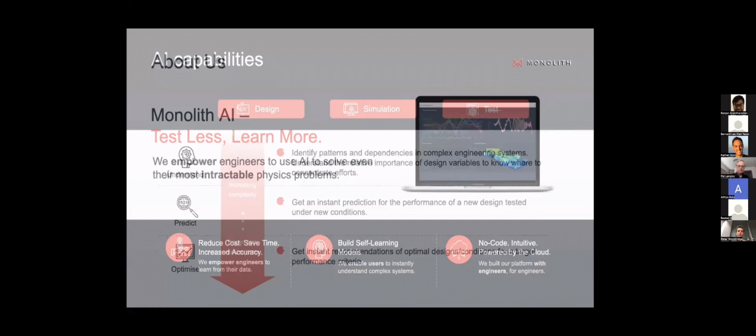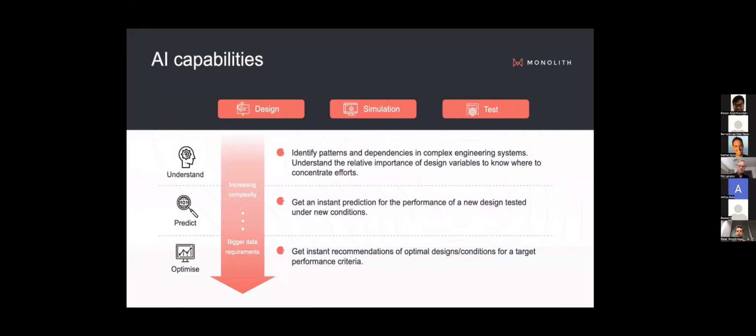So in terms of where we segment our AI capabilities, we tend to work across the entire product lifecycle, from design, simulation, through to physical test. And we generally find that the data availability tends to increase as you move further towards the right-hand side.